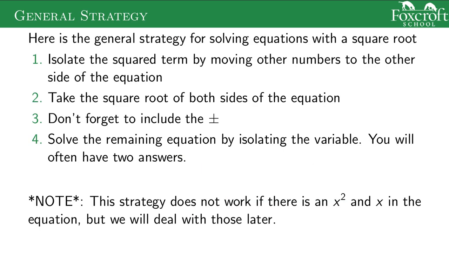So here's the general strategy for solving equations with square roots. The first thing you want to do is isolate the squared term. So wherever you see that 2 exponent, you want to get that all by itself on one side of the equation. Then once you do that, you can take the square root and make sure whenever you take the square root, you don't forget your plus or minus. And then sometimes you're done there, but other times you have some extra thing you have to do to get your answer.